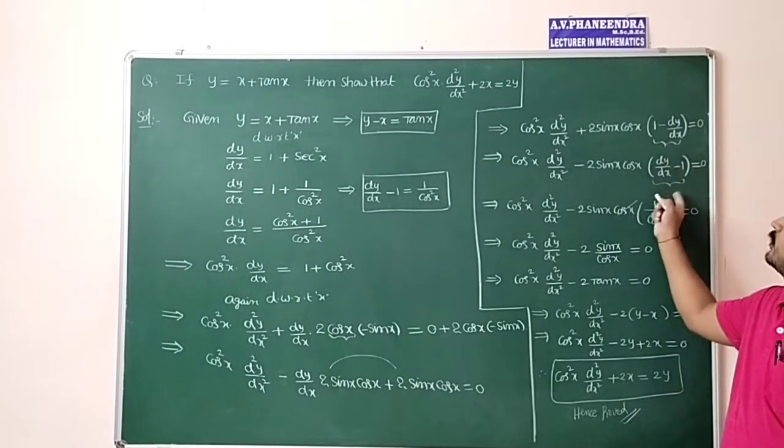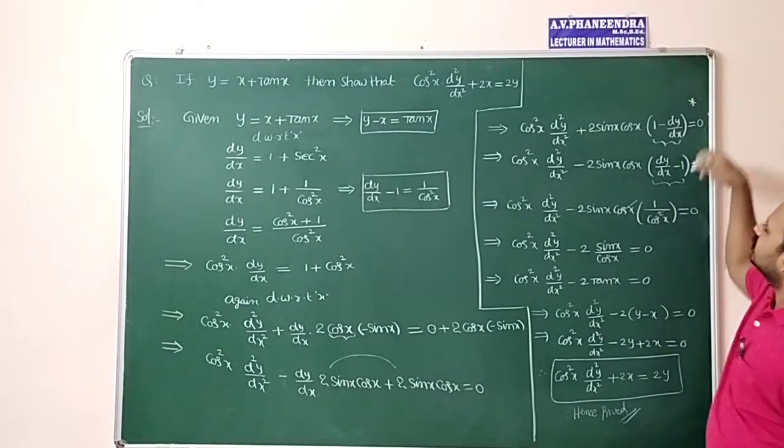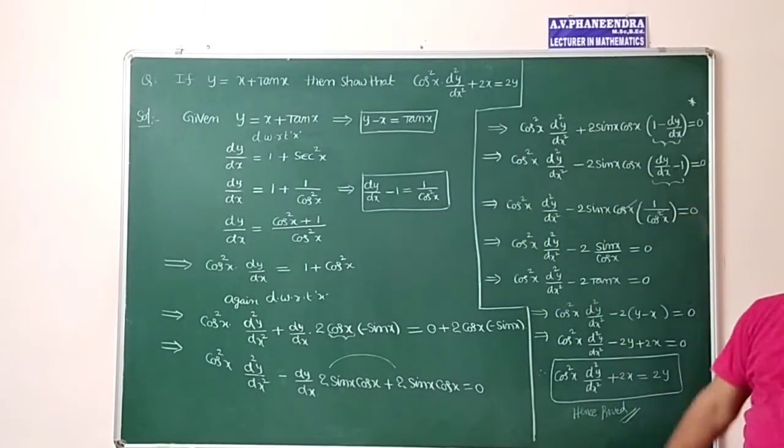This is the turning step. You remember that I am keeping here star mark. From here we are writing this value.